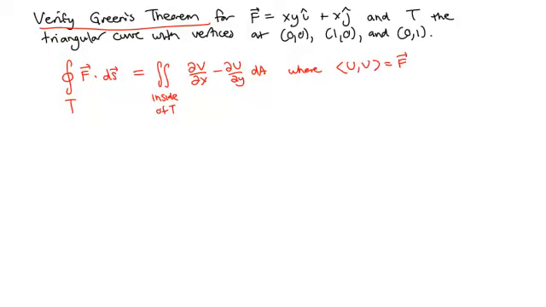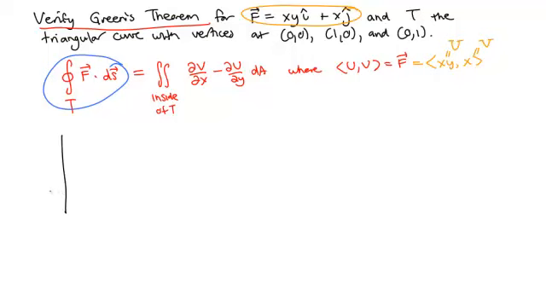Now notice that our vector field f has been expressed in terms of the standard basis. For us, the vector field is going to be xy comma x, and so that tells me that u is being played by xy and that v is being played by x. So we have just two different integrals to go and worry about. Let's focus on, well, the line integral first.